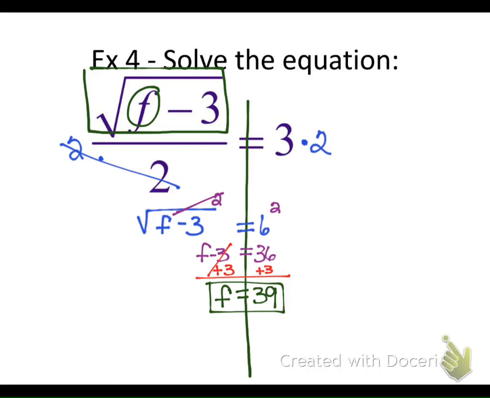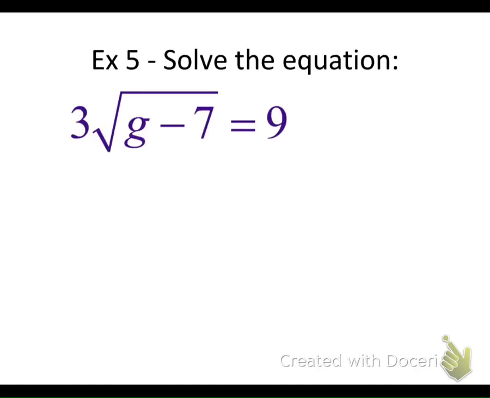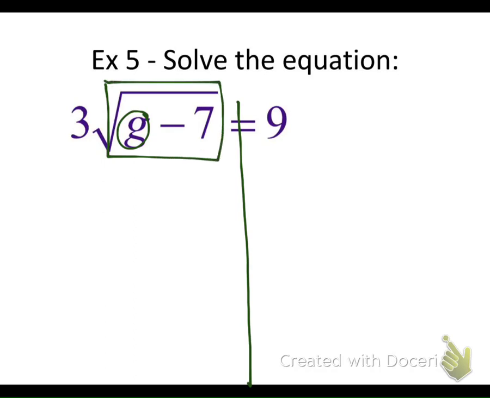All right, let's take a look at example number 5. Go ahead and get example number 5 down. Remember, only box the square root. I'm only going to box the square root. What would I put the box around? g minus 7. Good. I would make sure I do not put that 3 in there because the 3 is not under the square root sign.